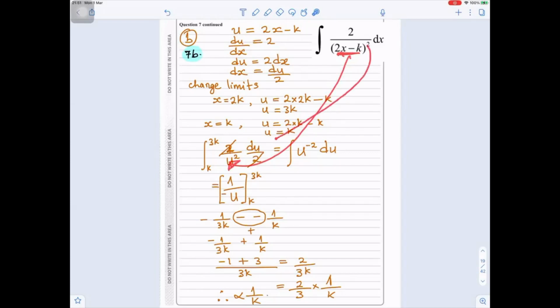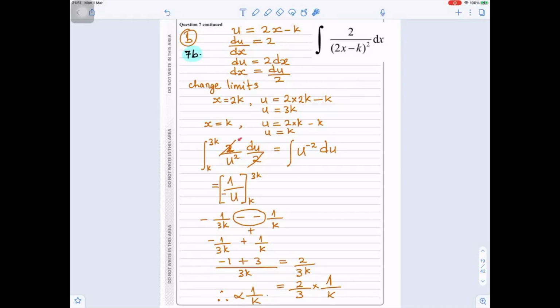The square stays the same. The 2 in the numerator stays the same. And we replace the x with du over 2, which we found from there. And then we change the limit from k to 3k using that expression to change the limit.